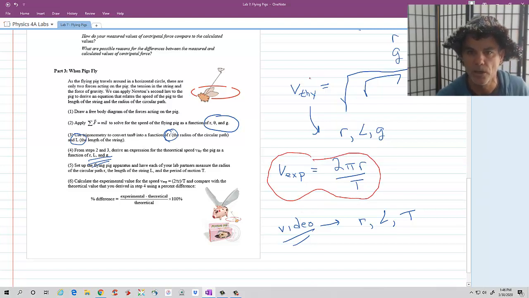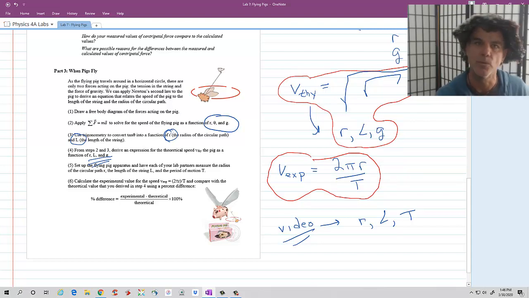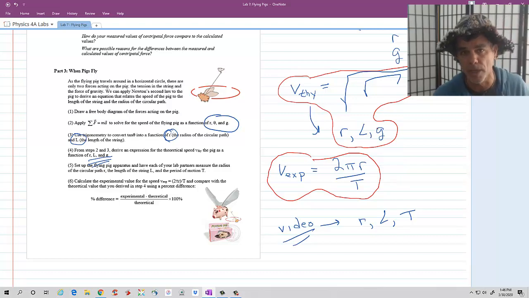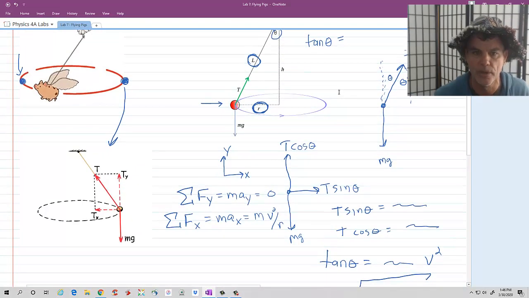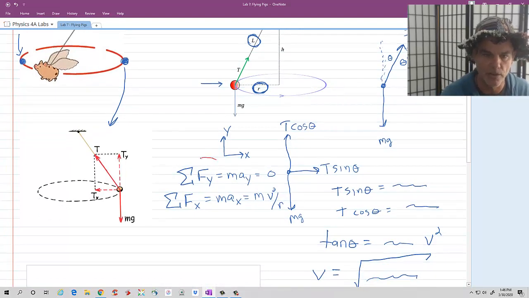Second one, you're going to have a theoretical speed, which is going to be some function of r, L, and G. It'll be kind of an ugly function. You'll have a square root inside a square root, but fairly straightforward. And again, the way you get that is you're applying Newton's second law.